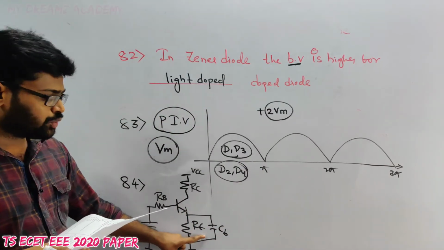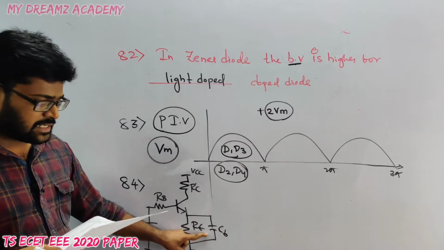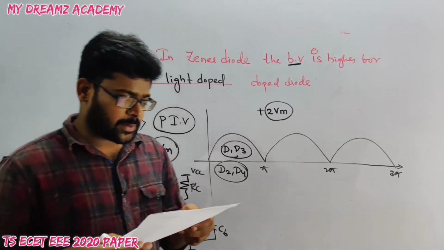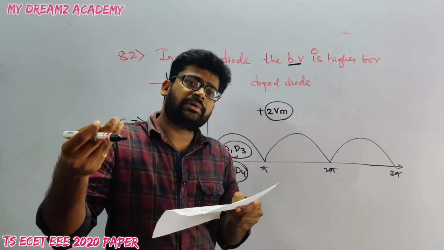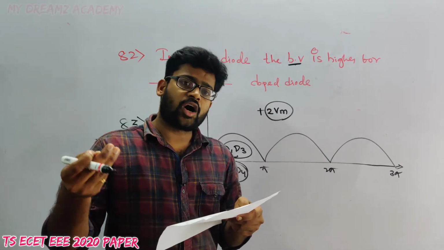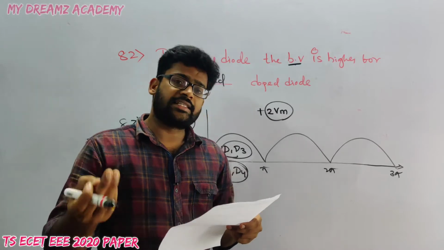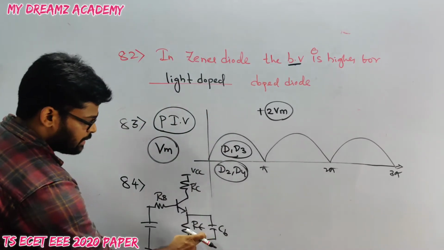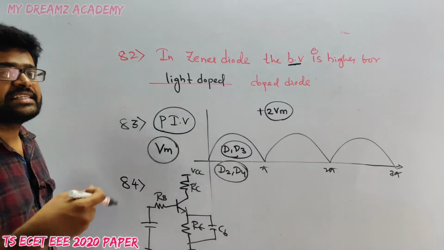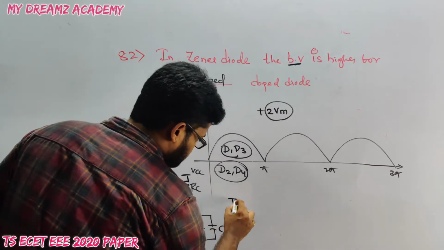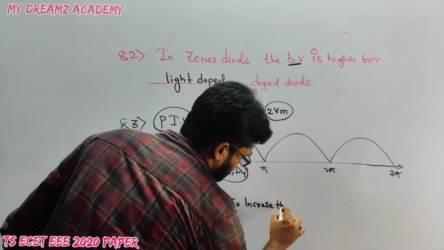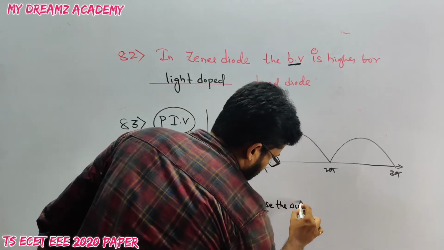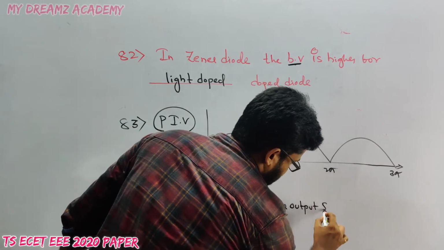Why do we need to connect a capacitor across this one? I'll read the options. Option A, increase emitter current, improve the stability factor, decrease the output signal, increase the output signal. This capacitor will be connected to increase the output signal.